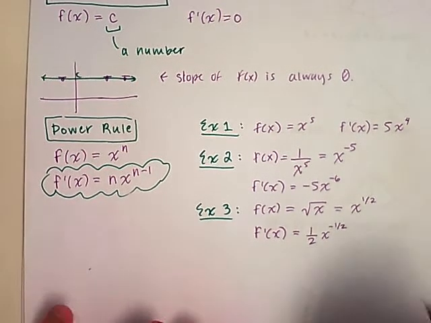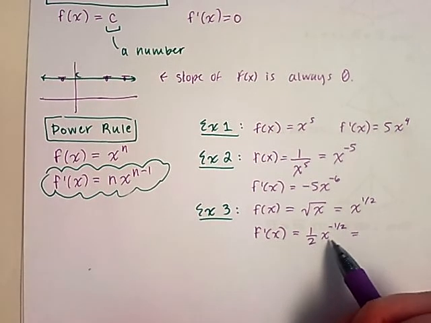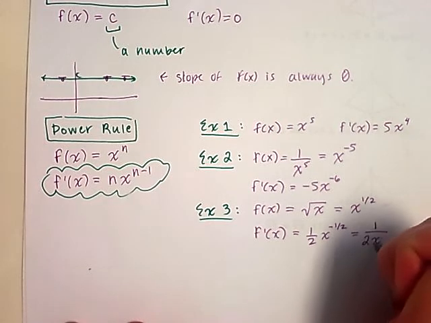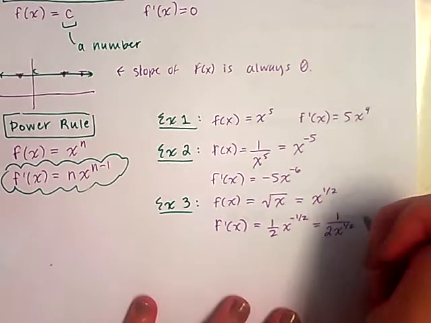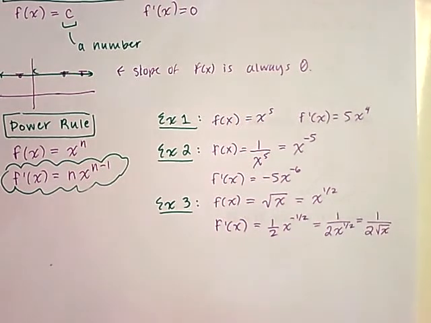And then I could also rewrite that. So if I wanted to rewrite this, one thing I could do is I could get rid of my negative exponent, which would mean that x to the 1/2 would move down into the denominator of this fraction. And then I also know that x to the power of 1/2 is the same as a root. That's how I started. So I could rewrite this as 1 over 2 root x.